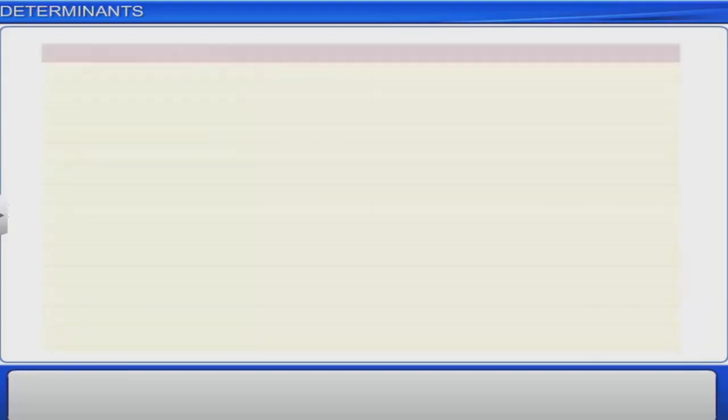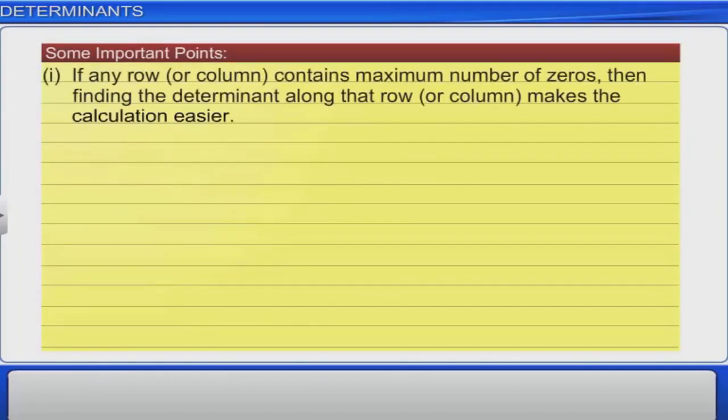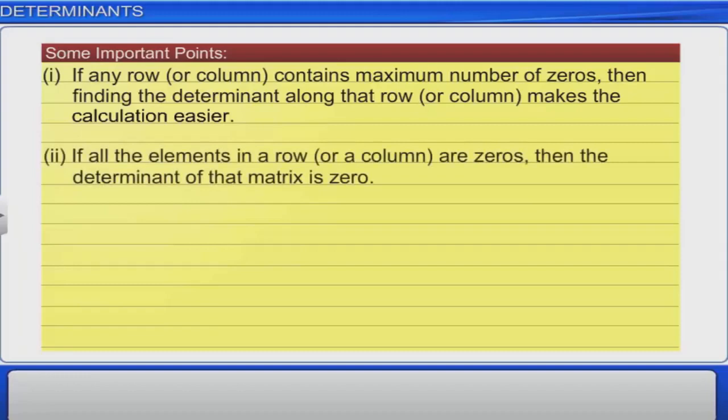Some important points to be kept in mind while finding the determinant of a square matrix are: if any row or column contains maximum number of zeros, then finding the determinant along that row or column makes the calculation easier. If all the elements of a row or a column are zeros, then the determinant of that matrix is 0.